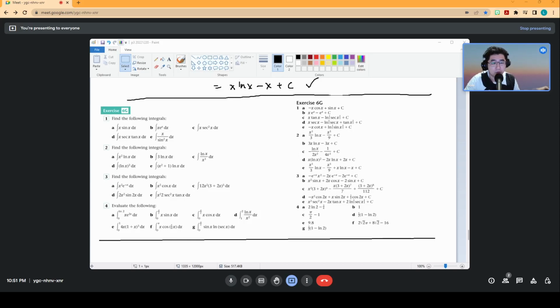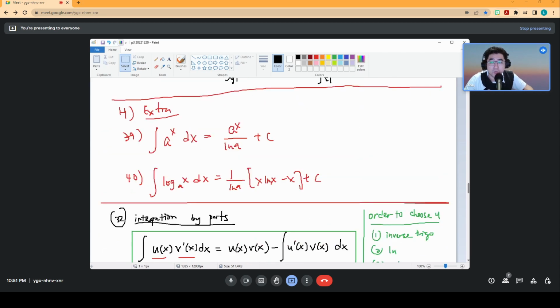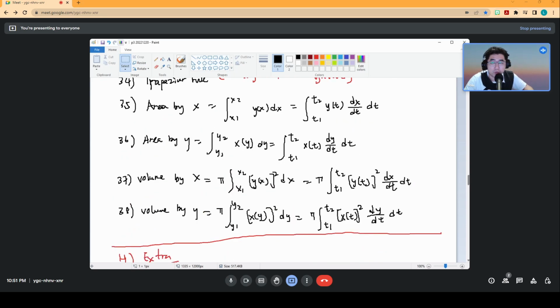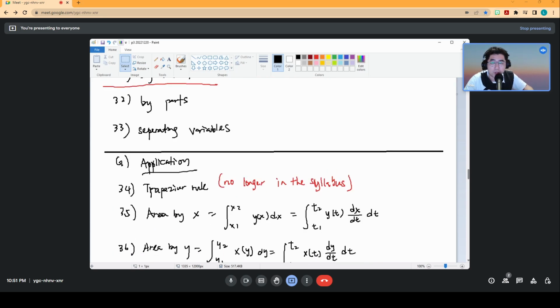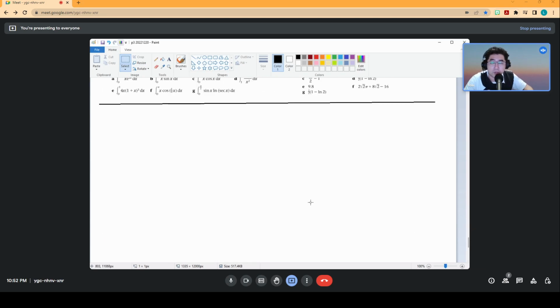Okay, so we're going to continue with what we have done previously. We're already done with rule 32, integration by parts. Now we continue with rule 33, separating variable and the rest. Let's continue rule 33, separating variable.